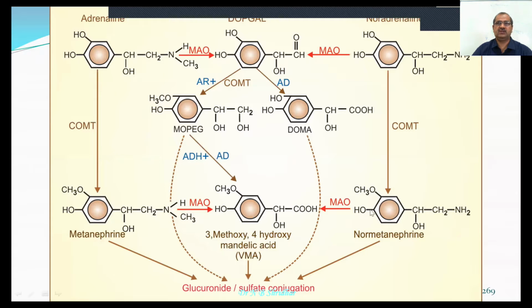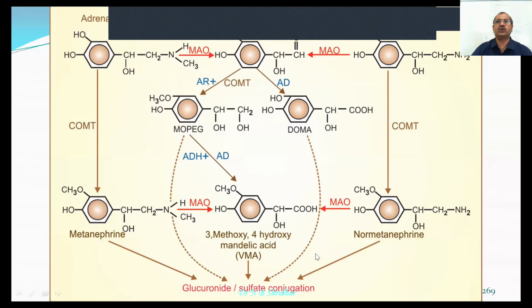Once again, the metanephrine is acted on by MAO, monoamine oxidase, to form 3-methoxy-4-hydroxy mandelic acid, also known as vanillyl mandelic acid. And ultimately, this is going to be excreted from the body.